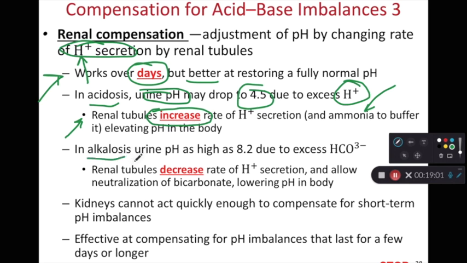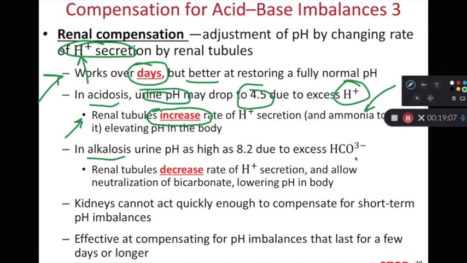In response to alkalosis, we are going to urinate out HCO3, and this is a typo here, this should be HCO3 with a -1 charge. So we're going to urinate out these bicarbonate ions in an alkalosis situation. So we have elevated urine pH. The renal tubules are going to decrease the rate of hydrogen ion secretion, allowing for more bicarbonate to be excreted and lowering the overall pH of our body in those situations.